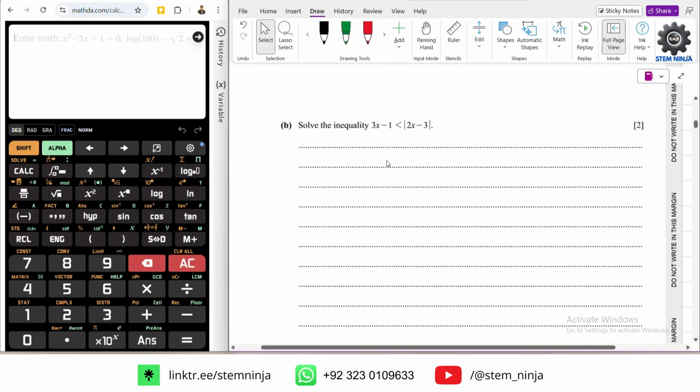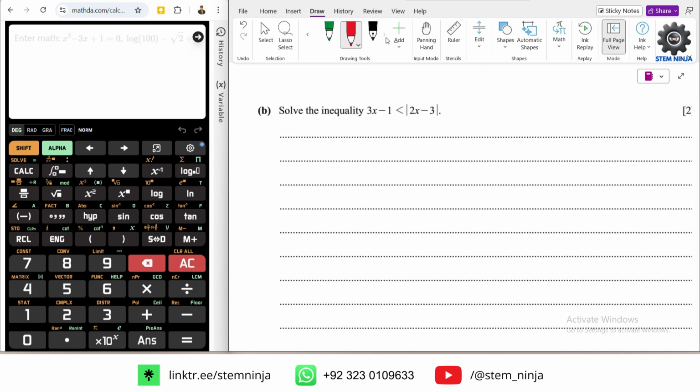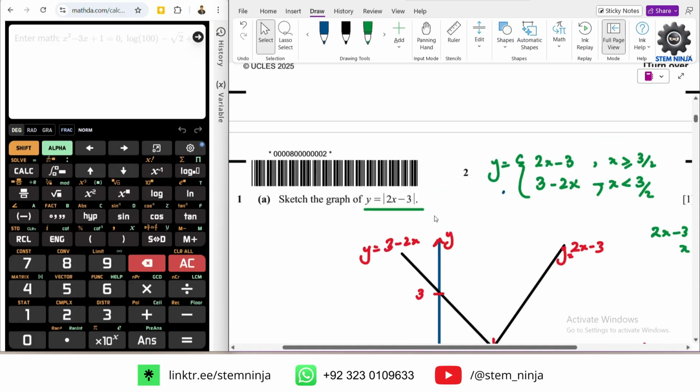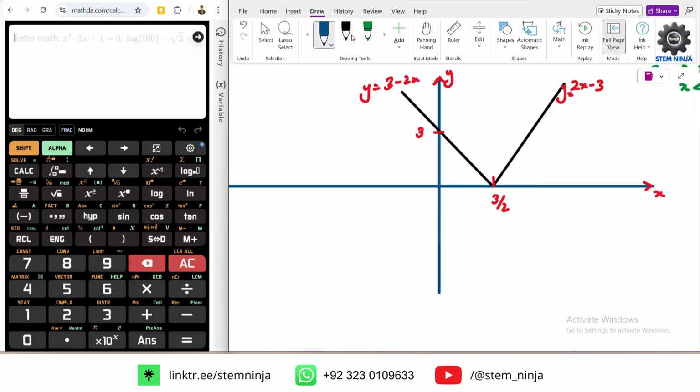Solve the inequality 3x minus 1 less than |2x minus 3|. Okay. Now, there are two ways to do this: with algebra without the need for any graph. But since we have been asked to make the graph for |2x minus 3|, it's better to see from the graphical perspective also. And then I will show you how to figure this out using algebra. Now, 3x minus 1 would mean that if this is 2, this is 1, minus 1 would be somewhere over here.